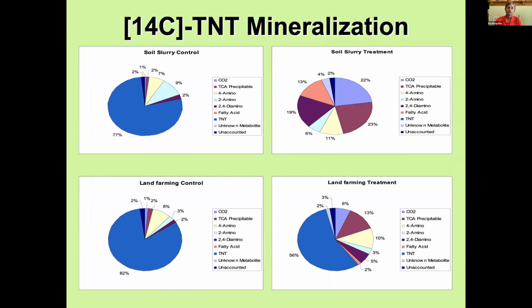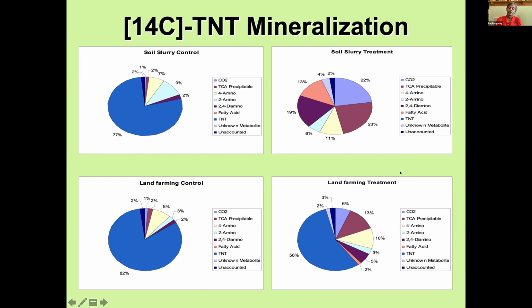So we did a radiolabel study. We did a radiolabel TNT and took a subsample and spiked them with radiolabel. And you can see TNT is mineralized when you have the molasses added one compared to soil slurry control. And you can see the various products, we converted 22% to carbon dioxide. Another 23% is used up as cell biomass. Bacteria use them and make more body parts. And then various metabolites are also produced, in fatty acids.